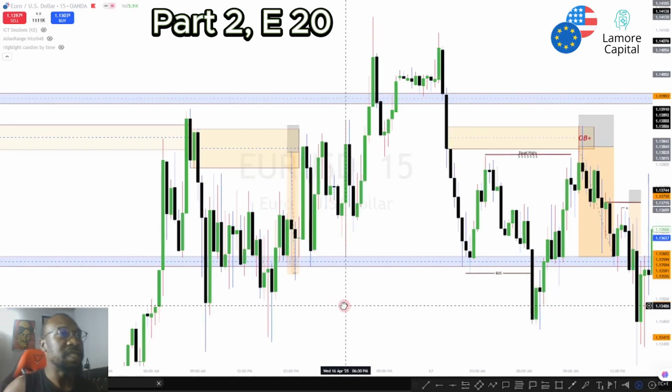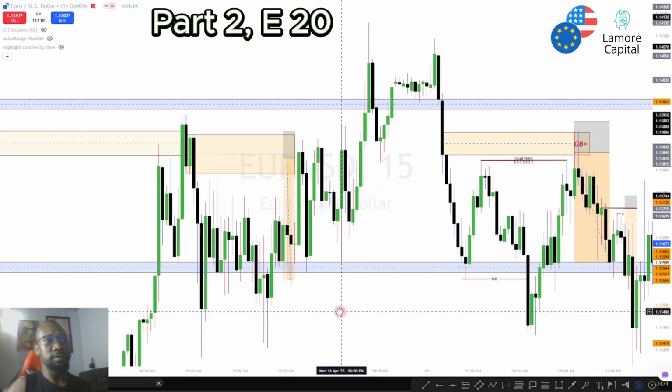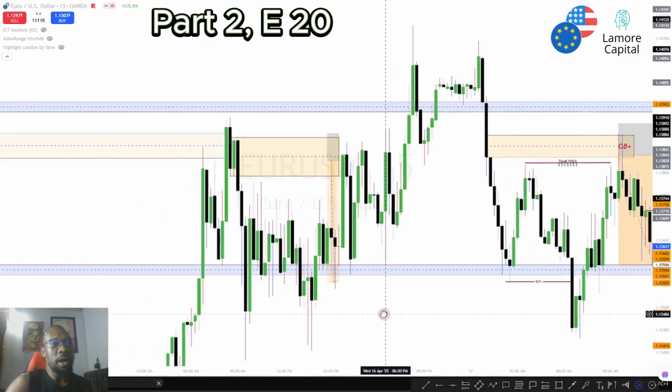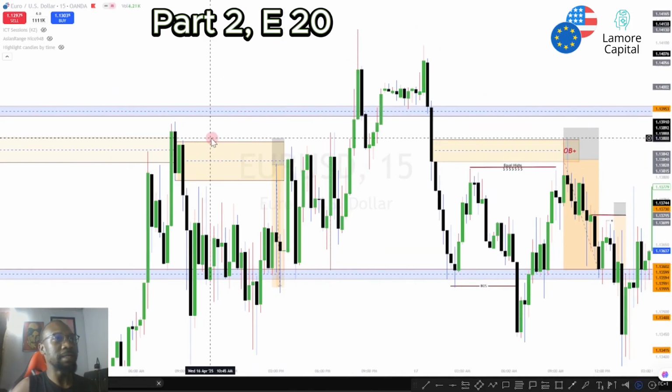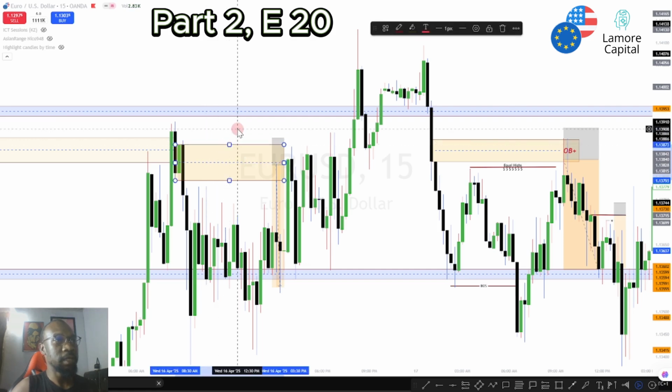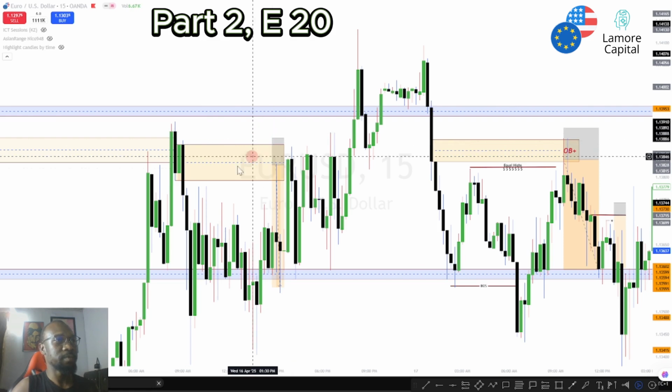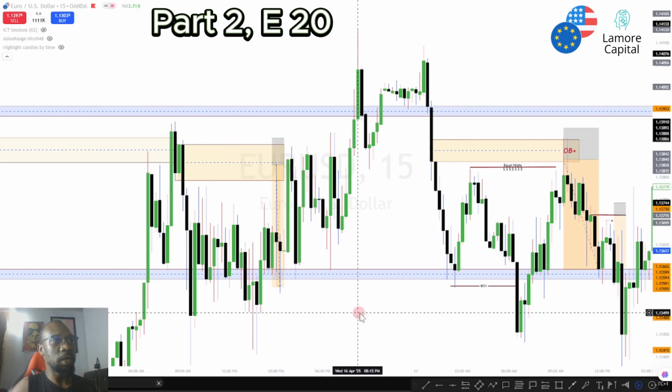Okay, so this is my fifth trade. Now, after those trades that we saw, what did I actually look at? I look at this particular demand zone. This is a demand zone here. And when I saw this demand zone, what happened?